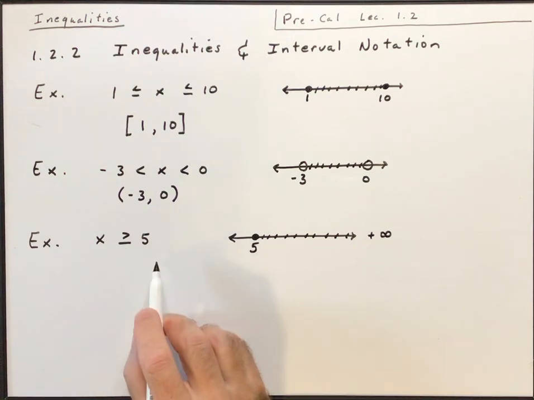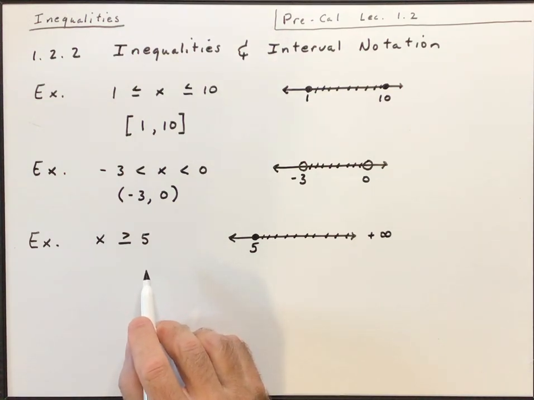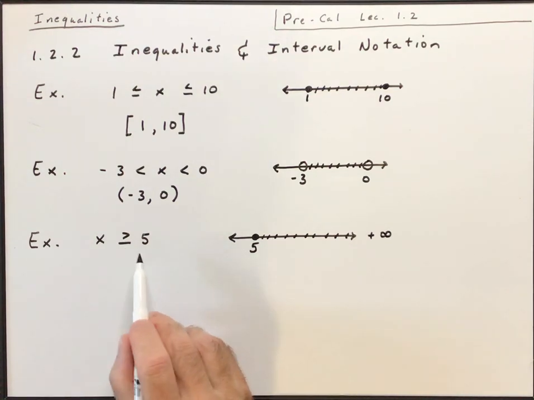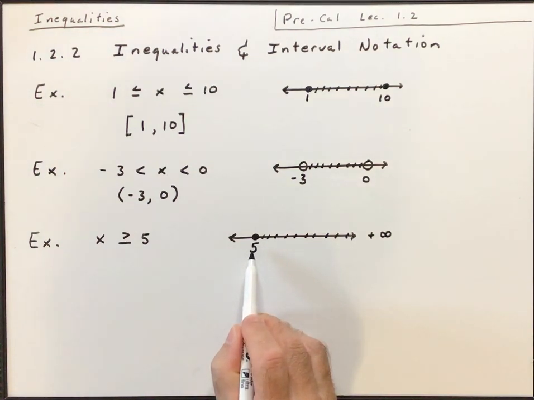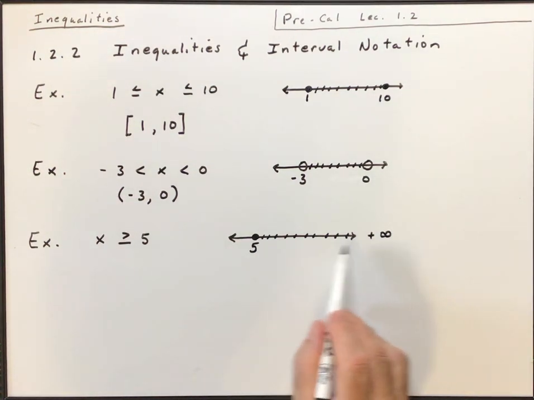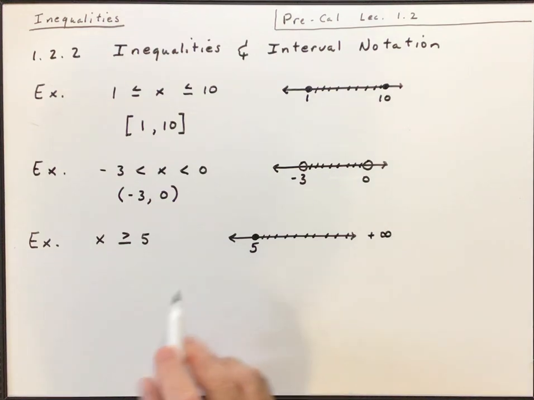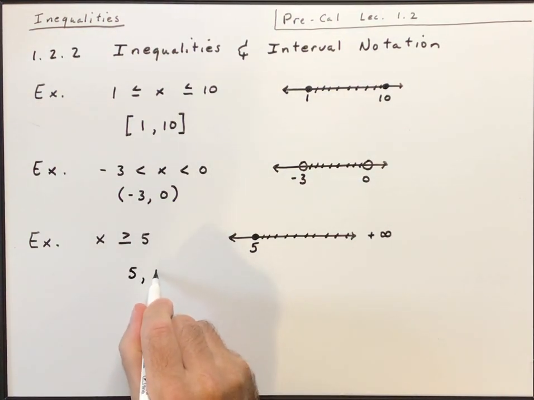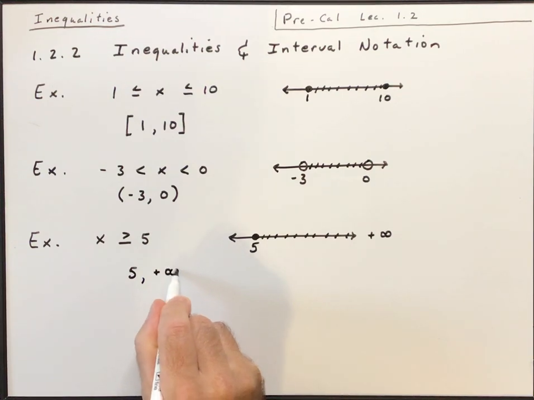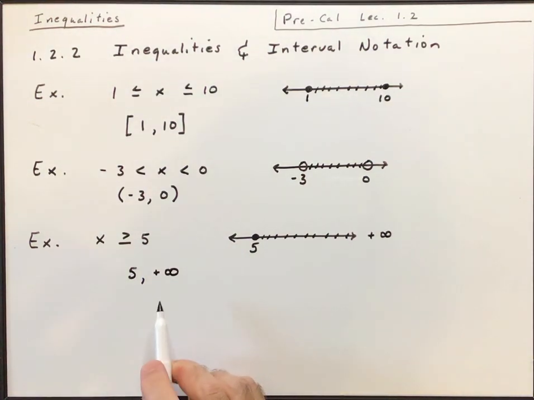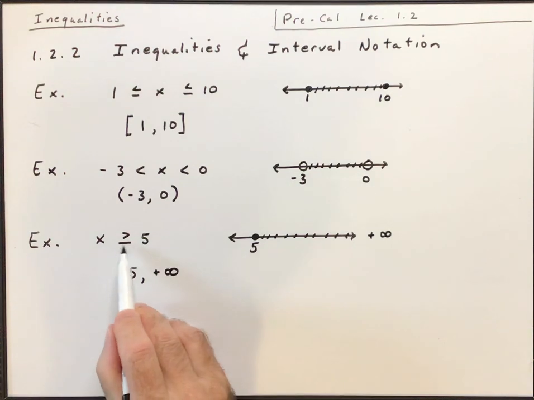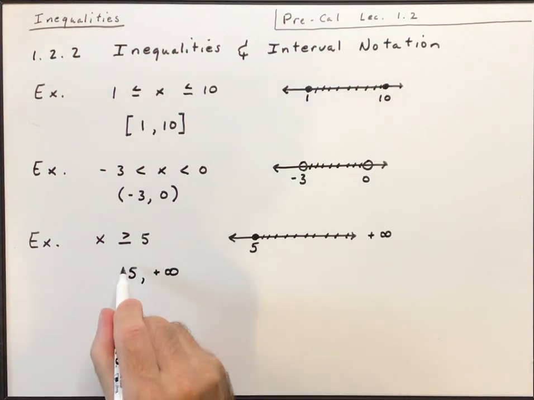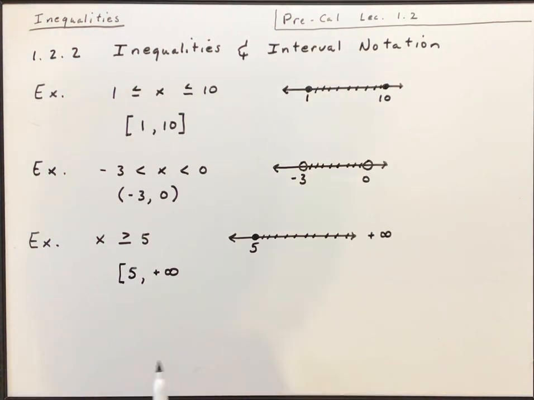How would you show it in interval notation? It would be the smallest number is 5, so sometimes it's easy for students. If you go ahead and draw out a number line, you know that 5 has to be on the left. So it's 5, and then you're going to positive infinity. So write the numbers first, and then use the symbols.